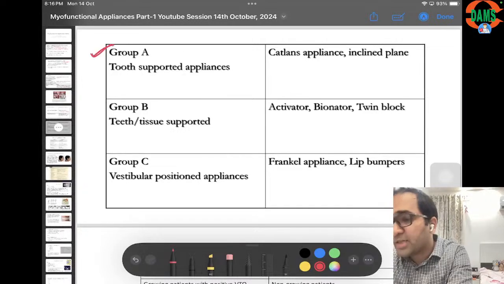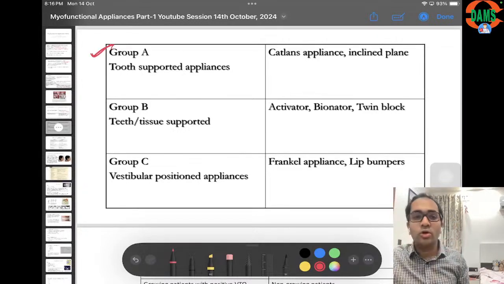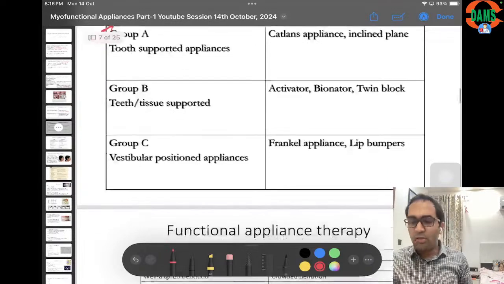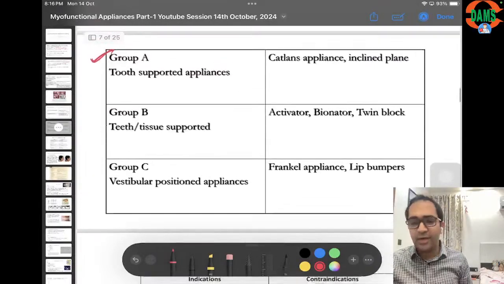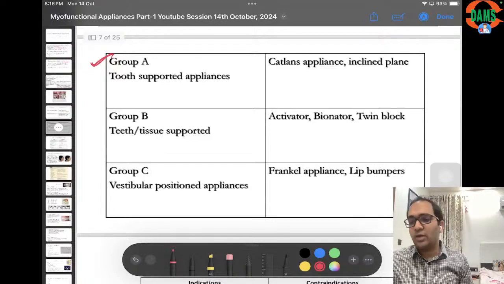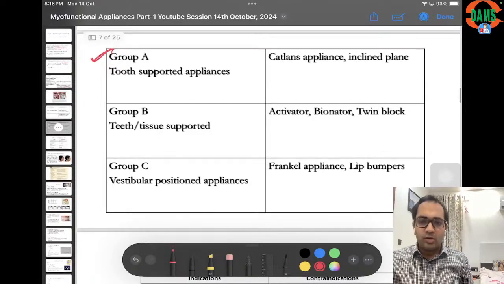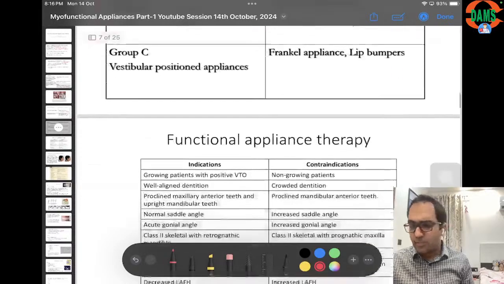Again a very important classification from your exam point of view. All of the following are examples of group C appliances except. All of the following are examples of group B except. और latest जो INI pattern के according match the following as well. Okay, so again an important classification table.